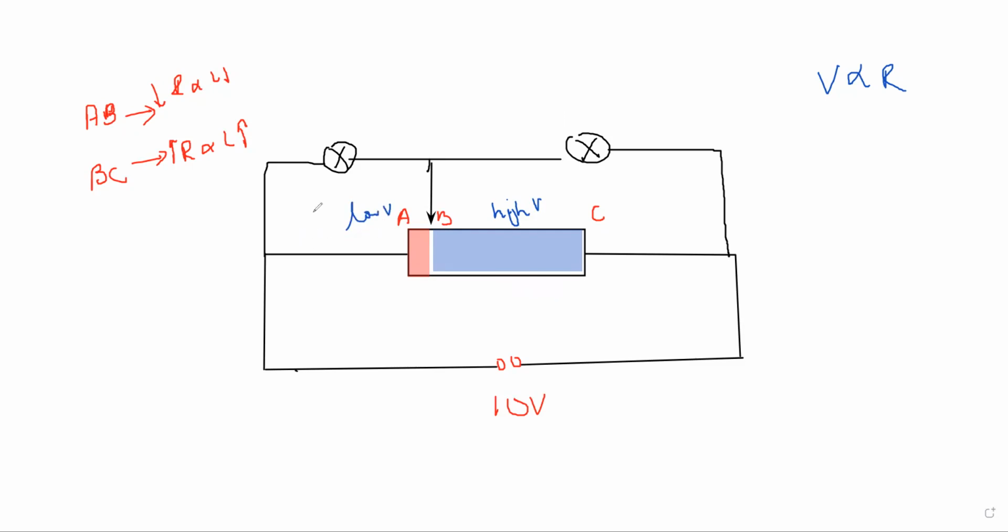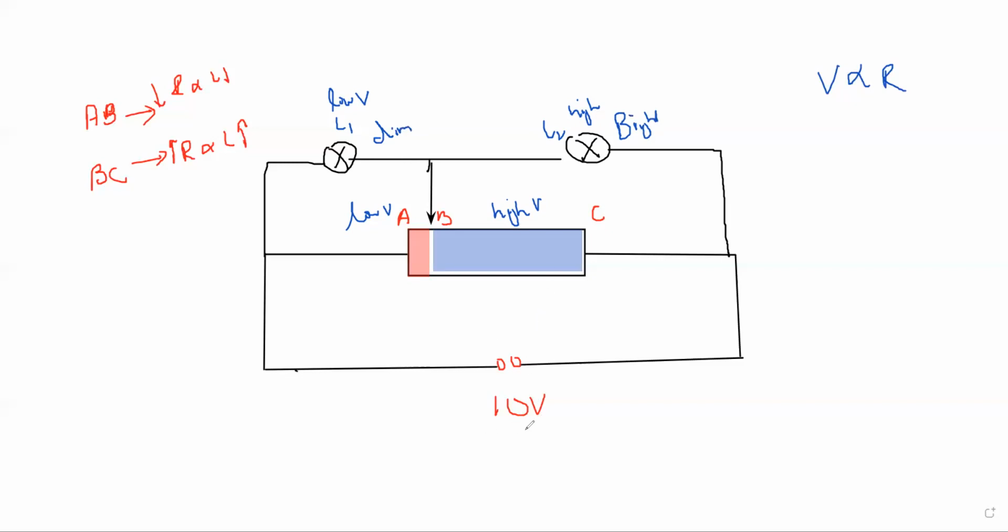And this part, you can see they are in parallel. So if this is lamp 1, lamp 1 will receive low voltage. And this one is lamp 2, so lamp 2 will receive high voltage. So if lamp 2 receives high voltage, lamp 2 will be bright and lamp 1 will be dim. Is the idea clear?